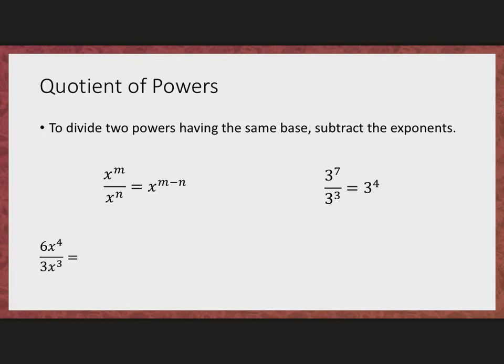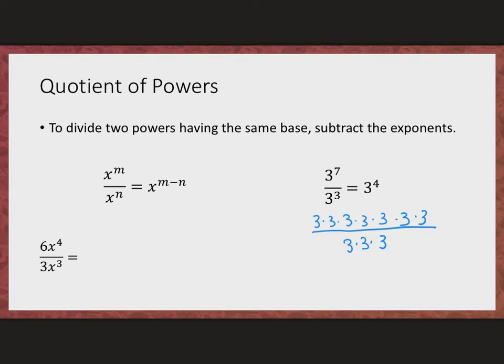Now, how this actually works requires us to break apart these problems. So let's do that. We have 3 to the seventh. That's 3 times 3 times 3 times 3 times 3 times 3 times 3, that's 7 threes, all over 3 times 3 times 3. So that's 7 threes on top of 3 threes. And these threes on the top and threes on the bottom can cancel each other out. You've been doing this for a long time, reducing fractions by canceling terms. And we will do the same thing here.